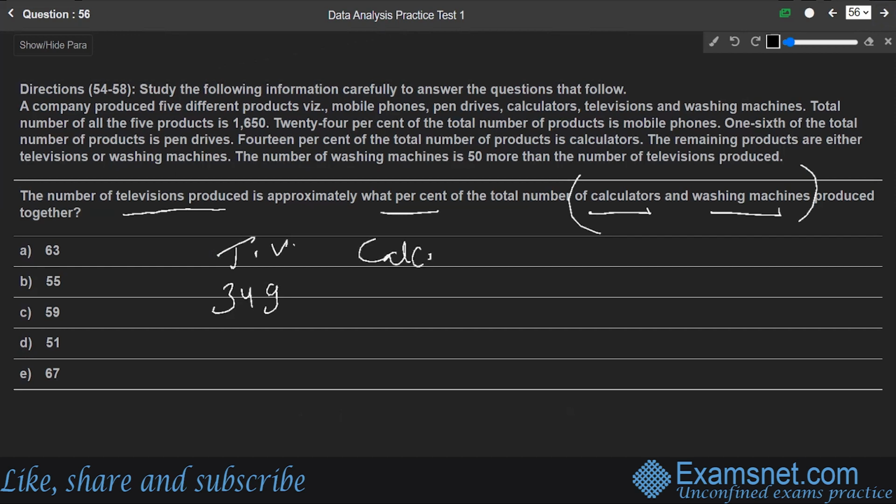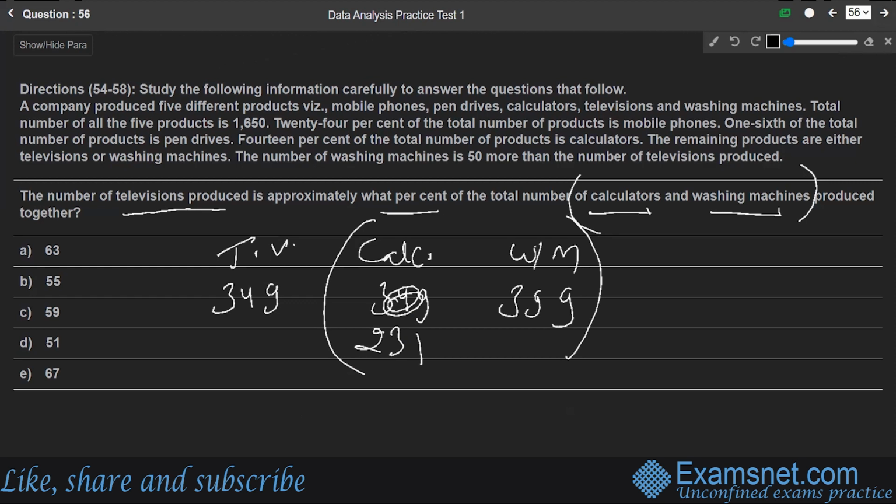The number of calculators in that particular table is 231, and the value of washing machine also has to be taken together. Washing machine value is 399. He's asking to take calculator and washing machine together, so we need to add them. 231 plus 399 is simply going to be 630. So that is the total number of calculators plus washing machines.